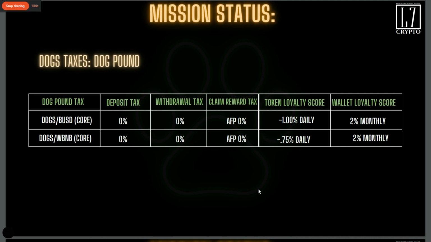Now, these are additional dog taxes for the dog pound when you use either one of the two core farms. Deposit tax 0, withdrawal tax. There's 0 tax for you claiming your rewards. Then your token loyalty score reductions here, and your wallet loyalty score reductions here.